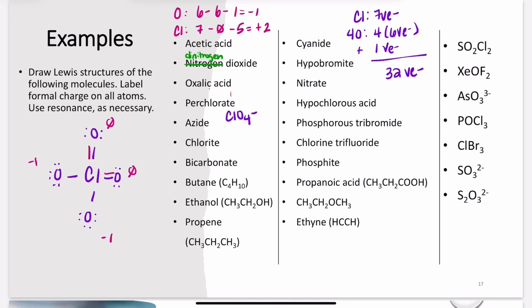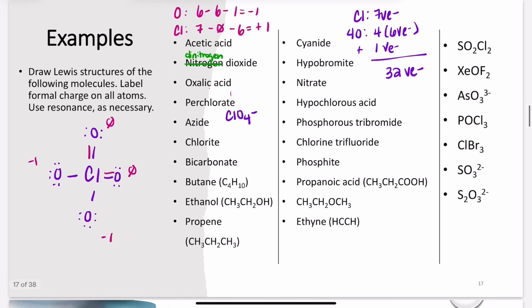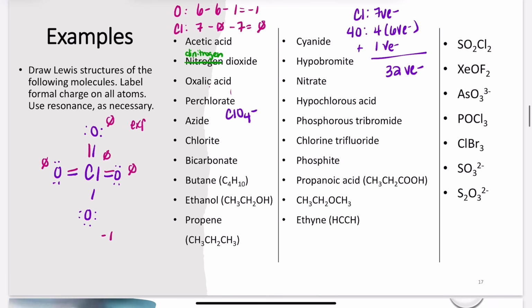Give it another double bond. Now this oxygen has a 0 formal charge. Chlorine has a +1 charge. Not going to work. We can still minimize that. How about right here? Give this one a 0. The chlorine now has a 0 formal charge. So chlorine can do this because it has an expanded octet.